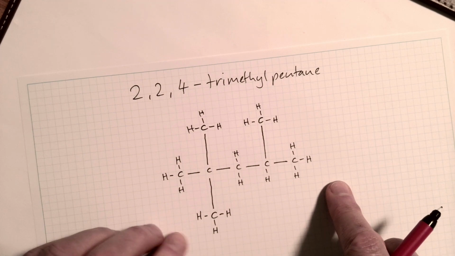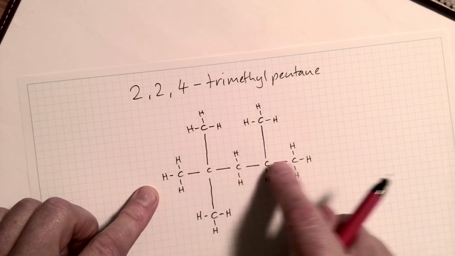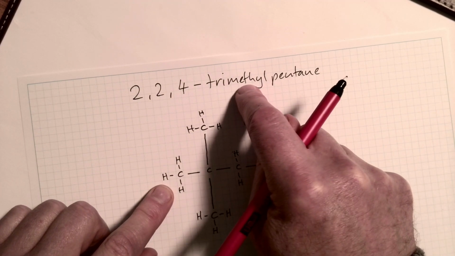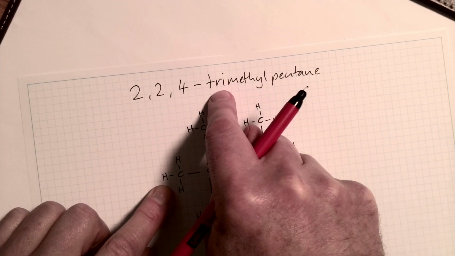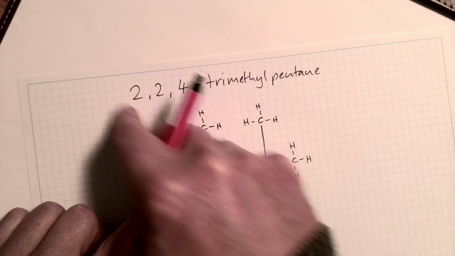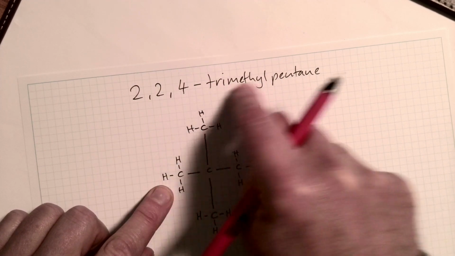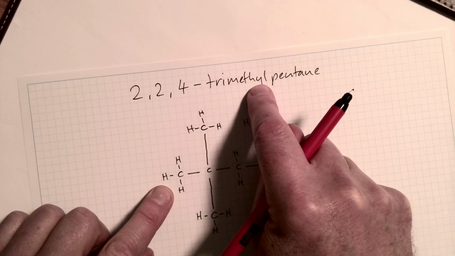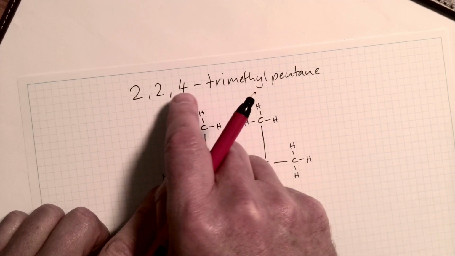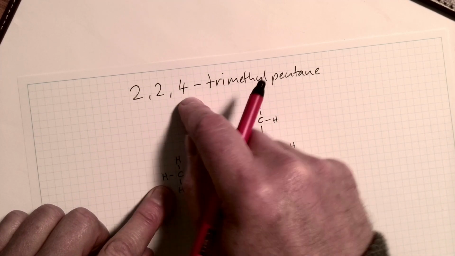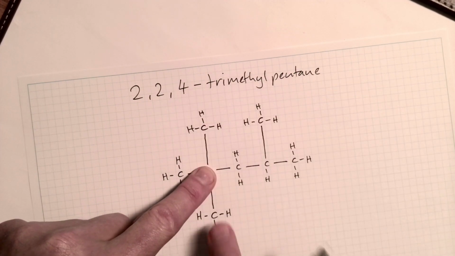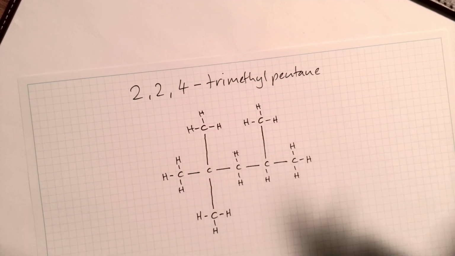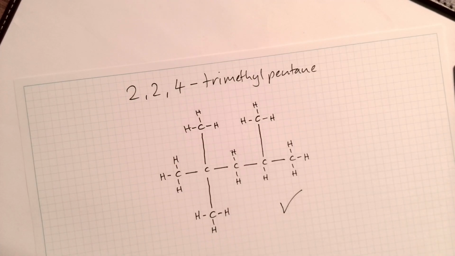So we check it again. Pentane, 1, 2, 3, 4, 5, correct. Trimethyl, 1, 2, 3, 3 methyl groups. That 3 doesn't mean the number of the carbon. The number of the carbon's always a numeral. Okay, so this means 3 methyl groups, not a methyl group on the 3rd carbon. Don't get that mixed up. Okay, this is where the methyl groups are attached. Carbon 2, carbon 2, and carbon 4. And we are done.